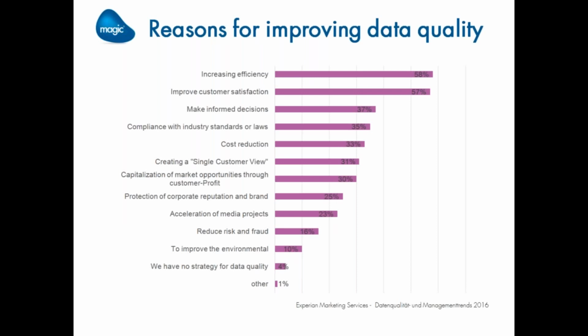This study here, commissioned by Experian, involved more than 1,400 people across 8 countries and consisted of decision makers across various different departments and various different vertical sectors as well. Top reasons cited for improving the data quality are, not surprisingly really, increasing business efficiency, improving customer satisfaction, and making better informed decisions. Lots of reasons why you might want to improve data quality.